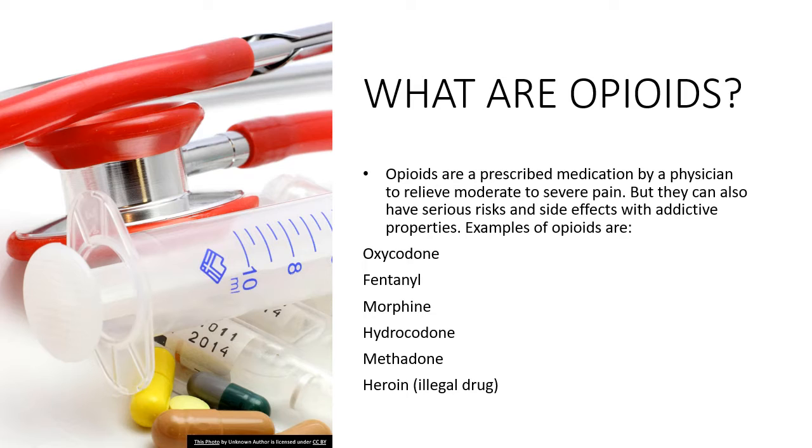What are opioids? Opioids are a prescribed medication by a physician to relieve moderate to severe pain, but they also can have serious risks and side effects with addictive properties. Examples of opioids are oxycodone, fentanyl, morphine, hydrocodone, methadone, and heroin, which is an illegal drug.